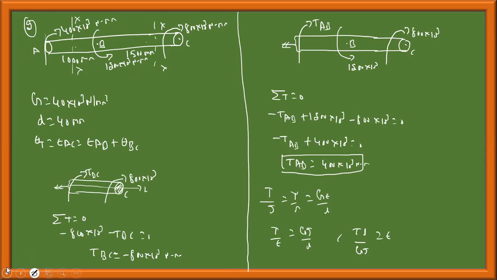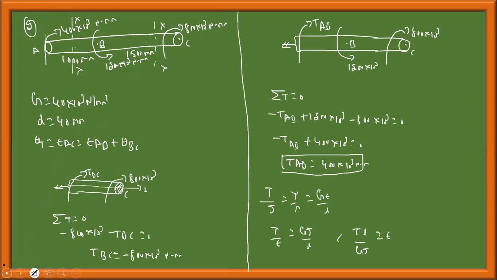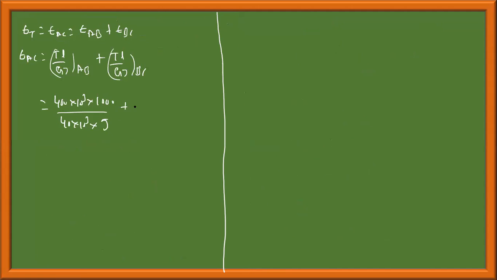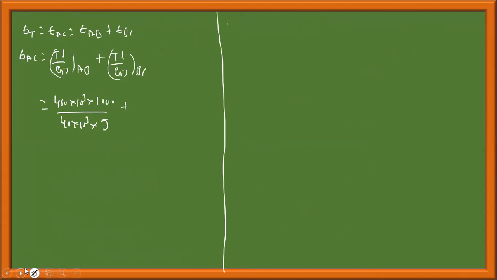Section AB length is 1000 mm. Rigidity modulus G is 40 into 10 power 3. This shaft is given uniform cross section, diameter D is 40 mm. Let me write it as J, plus this TBC. TBC is minus 800 into 10 power 3, length is 1500 by G. G is 40 into 10 power 3 into J.